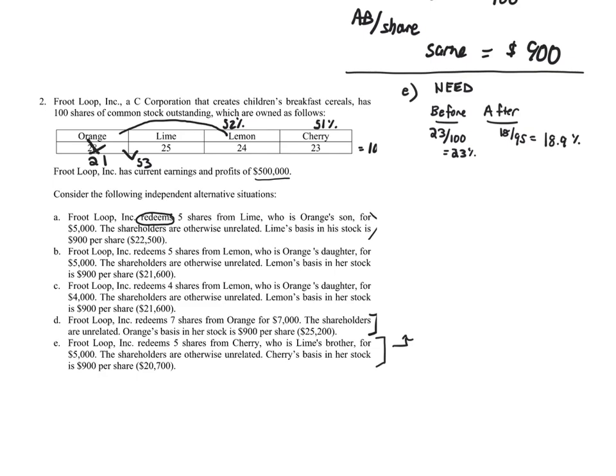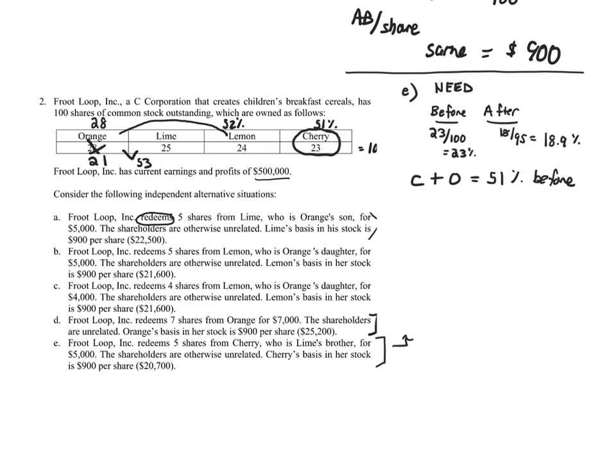So we're focusing on Cherry here. And the concert issue deals with teaming up. If Cherry teams up with Lemon, is there control? No, it's 47. If Cherry teams up with Lime, is there control? No, it's 48. Orange, this is 28 shares. 23 plus 28, if Cherry and Orange team together, we've got 51% before.